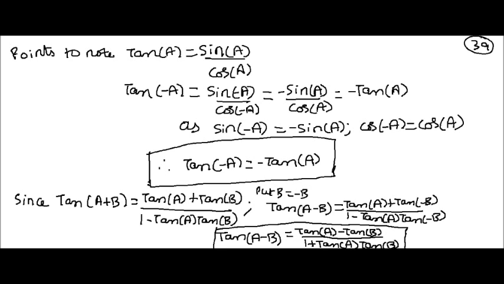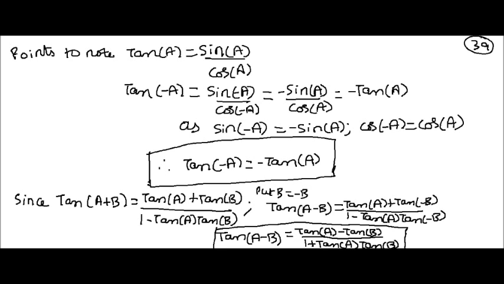Also, we know tan a is nothing but sin a by cos a. So tan of minus a is sin of minus a by cos of minus a. But cos of minus a is nothing but cos a, and sin of minus a is minus sin a, which results in minus tan a. So therefore tan of minus a is minus tan a.